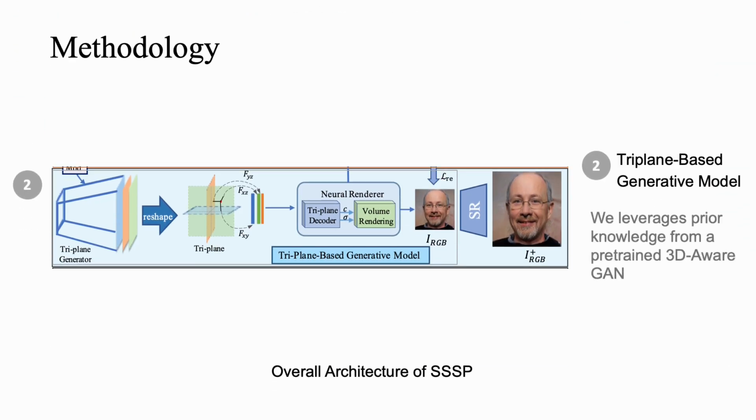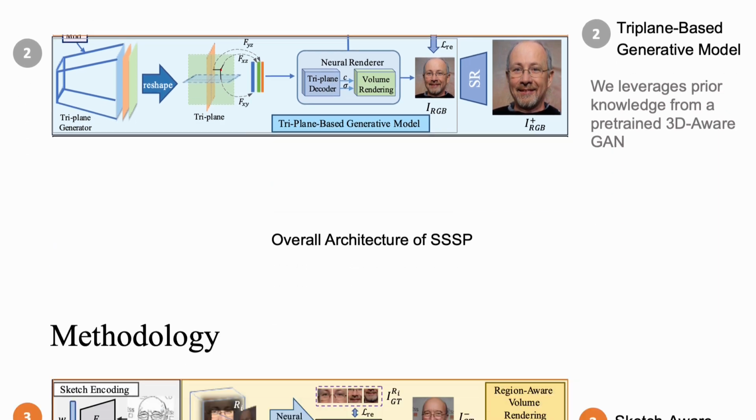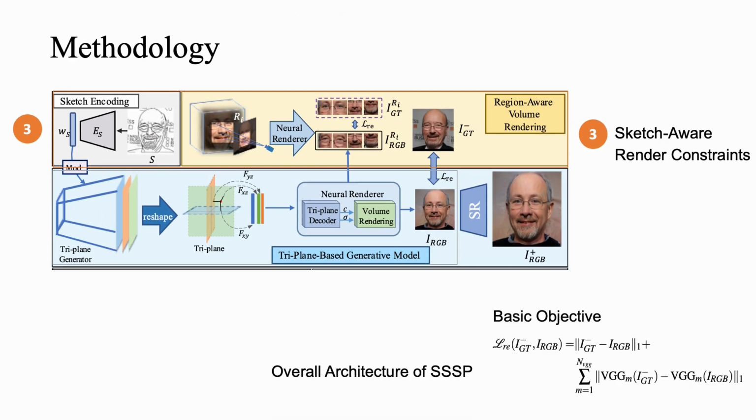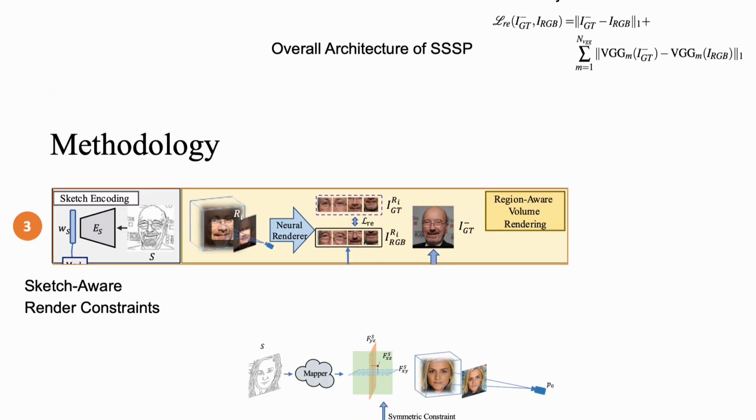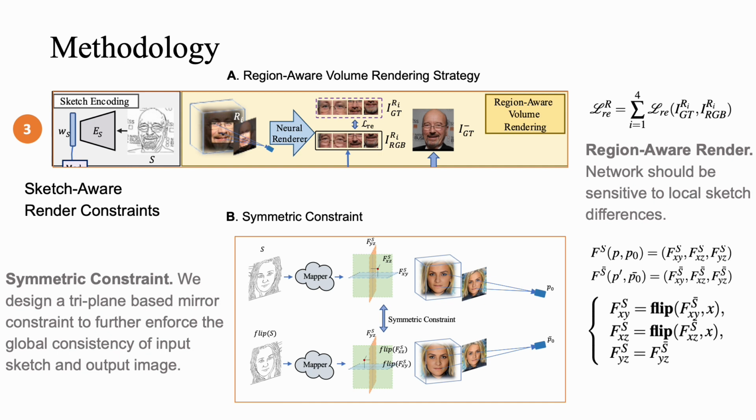Another part is the sketch-guided 3D-aware portrait generation module, which aims to transfer the predicted delicate sketch to a triplane feature and render it as the final high-fidelity portrait image. Finally, the sketch-aware rendering constraints are proposed to bridge these two components. To further enhance the generation quality, we introduce two extra techniques, including region-aware render and symmetric constraint. Feel free to refer to our paper for more details.